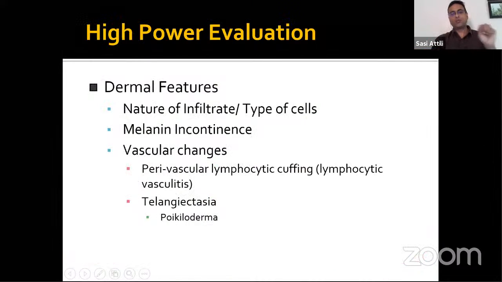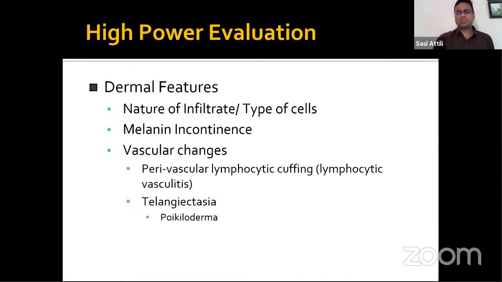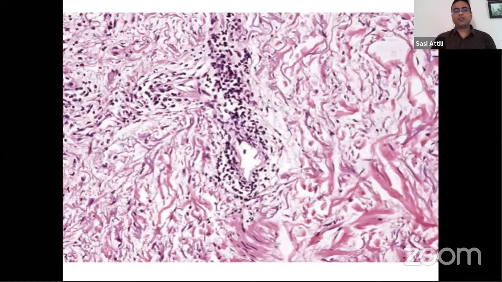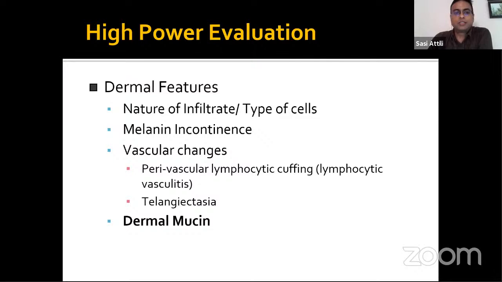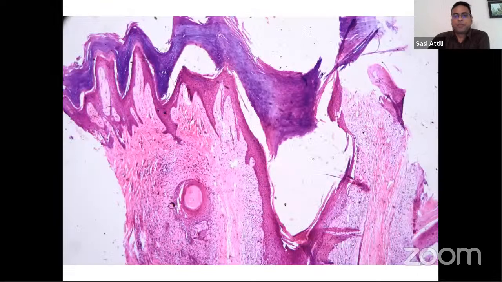So telangiectasia is one more vascular feature to look for apart from perivascular lymphocytic cuffing. Some people call this lymphocytic vasculitis, though this is a very controversial term, I won't go into this. Then the other dermal feature we look for is the presence of fragmented collagen, which seems to be separated apart. If you look closely, you're seeing bluish strands between the collagen, which is basically mucin. So presence of dermal mucin is a clue to the diagnosis of lupus. This is the other dermal feature we see.